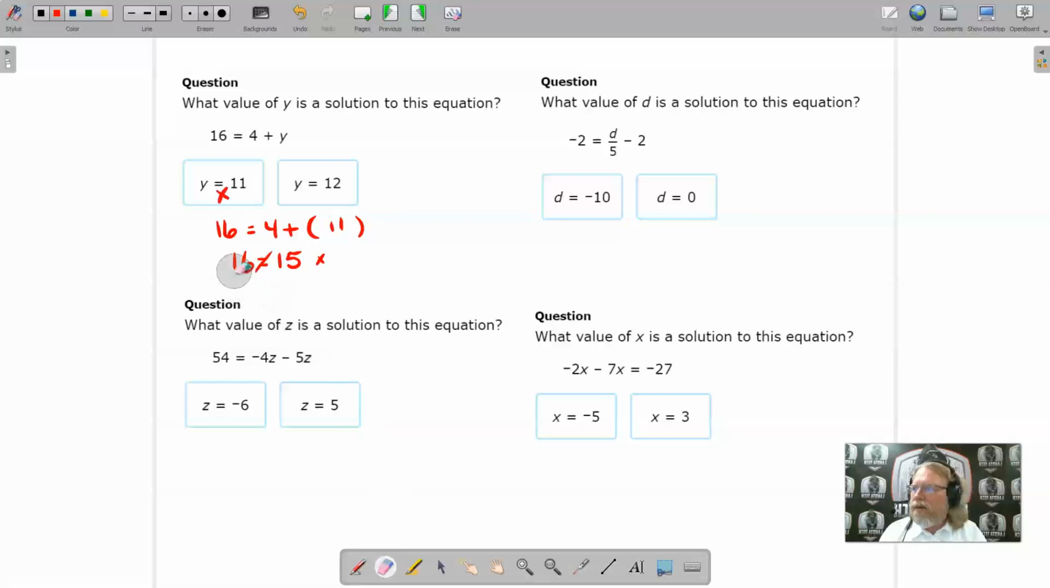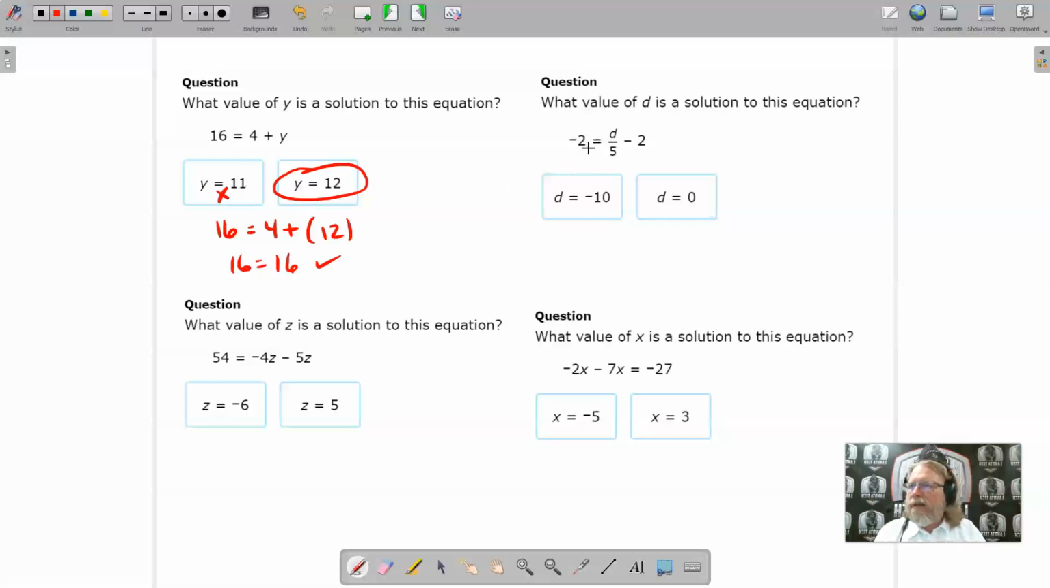Now we're going to assume that the next one is a correct answer. Let's give that a try. What if we plug in a 12? And 16 equals 4 plus 12 is 16. Indeed, that is a true statement. So y equals 12 is a solution, or it satisfies the equation, we would say.